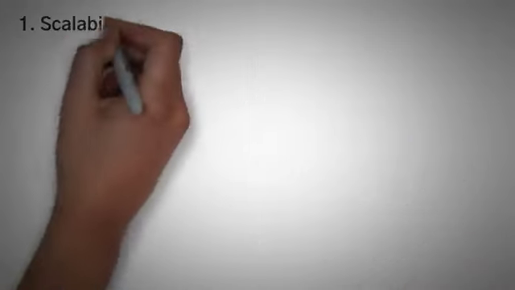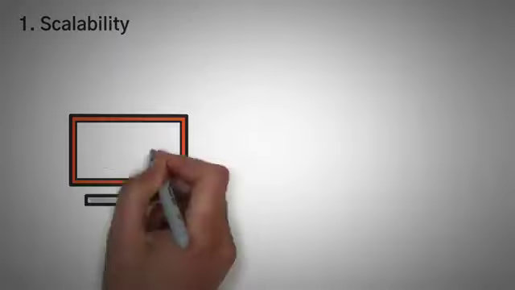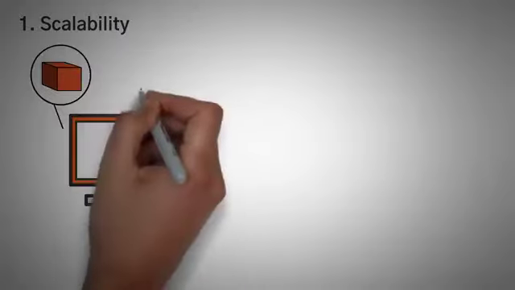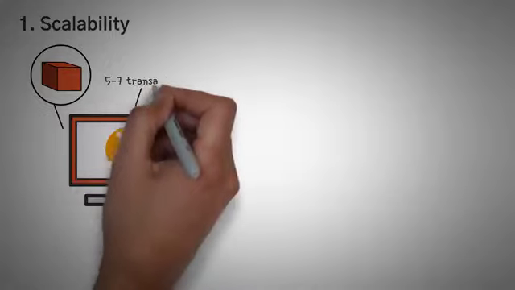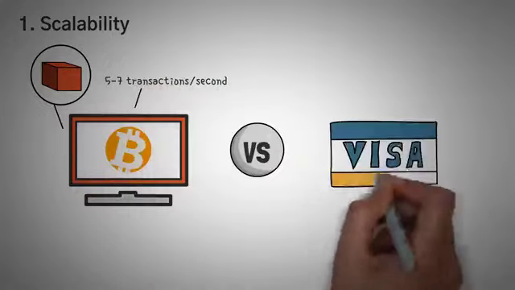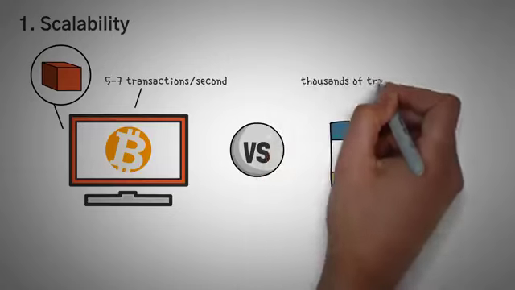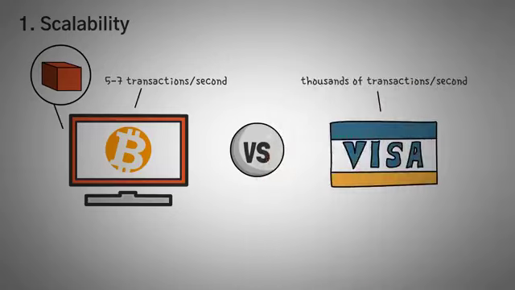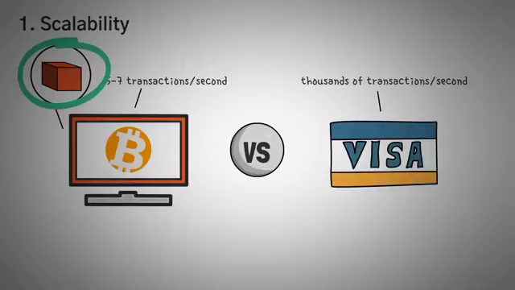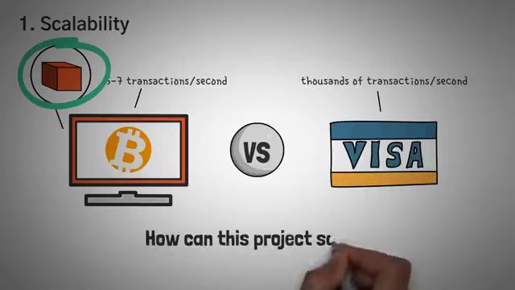Number one is scalability. Fans of Bitcoin know this problem all too well. Because of Bitcoin's block size, the network can only confirm around 5 to 7 transactions per second. Now this is not even comparable to the Visa behemoth that can do tens of thousands of transactions per second. The block size debate in Bitcoin raged on for years, but at least one question remains for basically any cryptocurrency. How can this project scale?